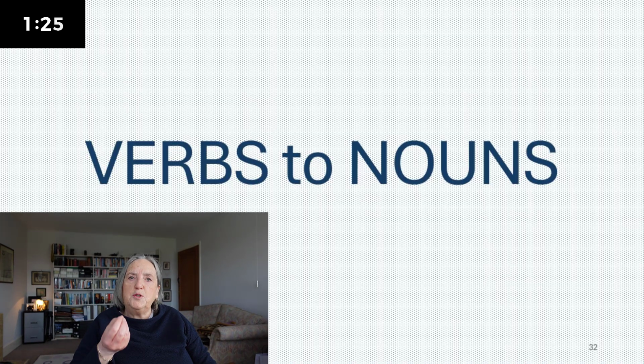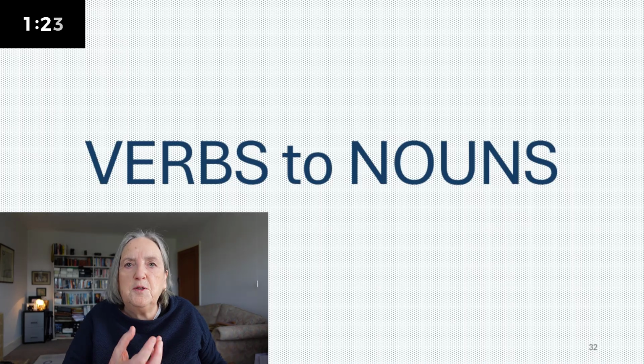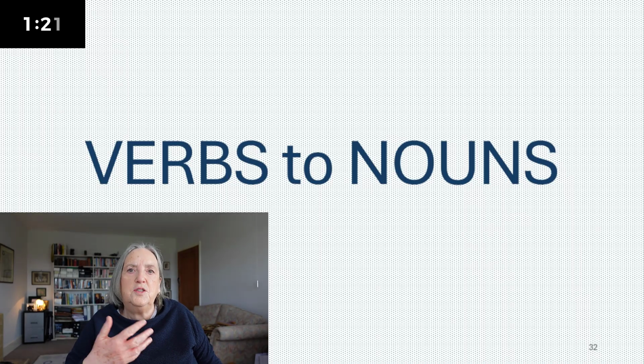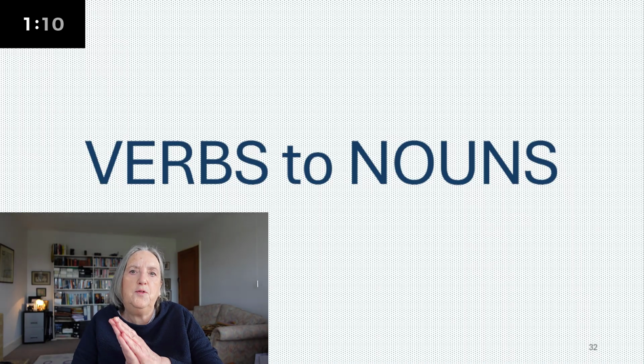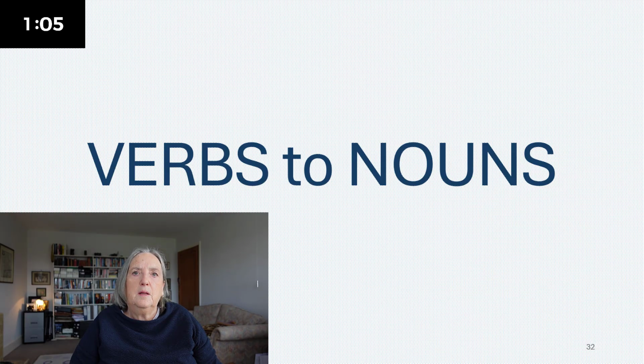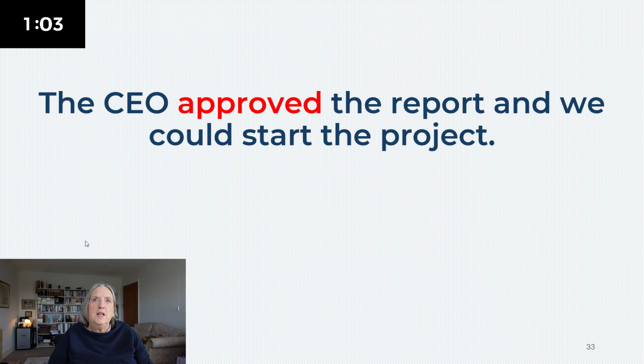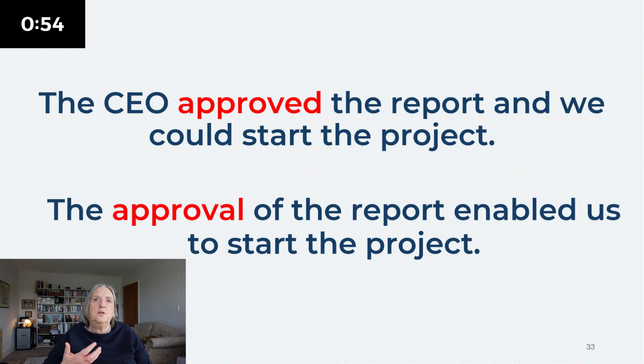If we change verbs to nouns, this can help us to build more complex sentences in our writing and to give more variety in our writing. It can also be impersonal again. We can take people out of the action by changing verbs into nouns. So let's look at some examples. The CEO approved the report and we could start the project. So taking CEO out, the approval of the report enabled us to start the project.